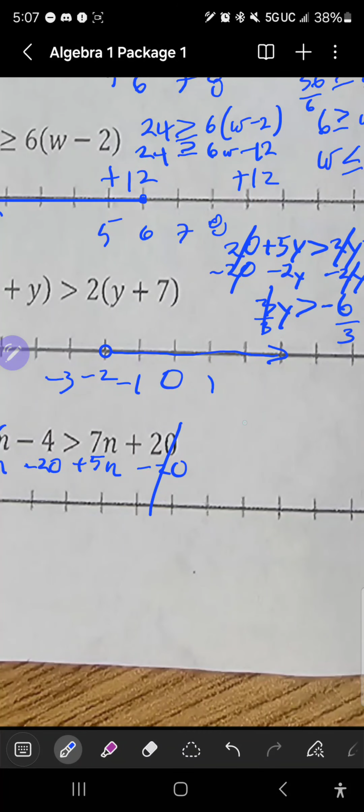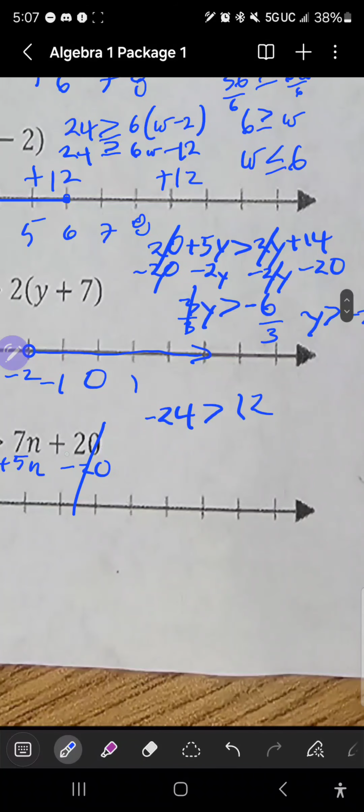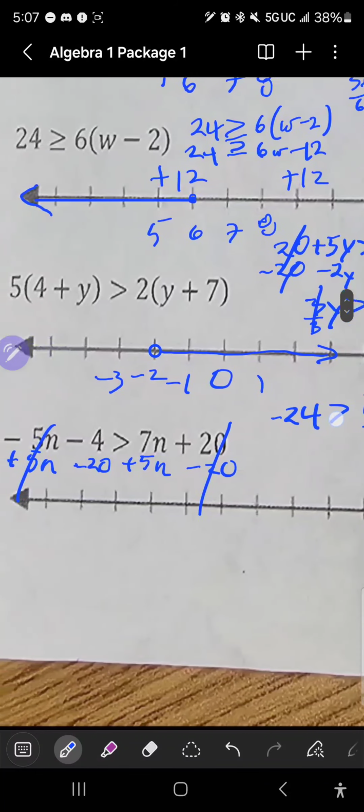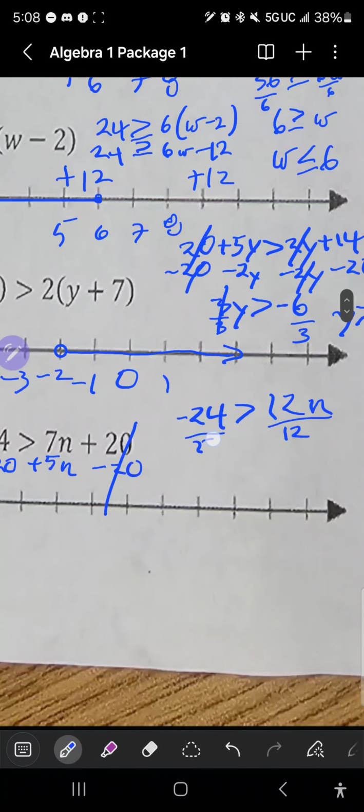And we have negative 4 minus 20 is negative 24, because they have the same sign, so we just add them and keep the sign. So negative 24 is going to be greater than 12, because 7 plus 5 is 12, and we keep the variable. Now we divide both sides by 12, and we have negative 2 greater than n.